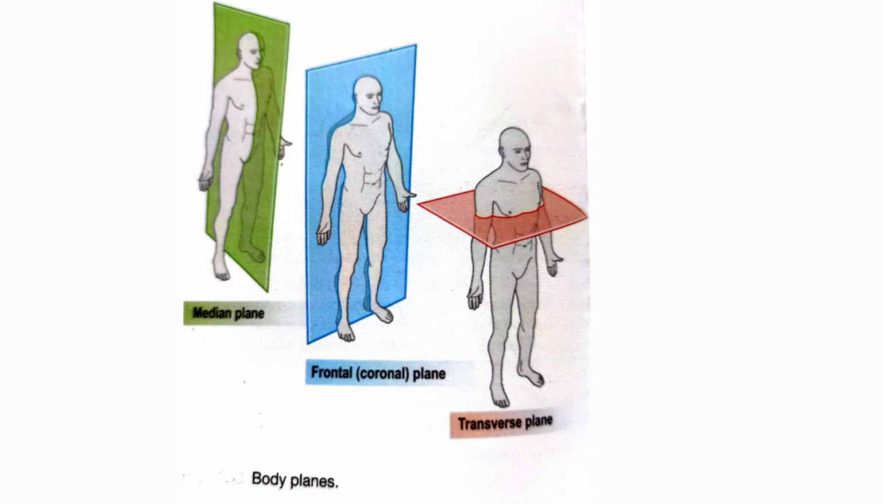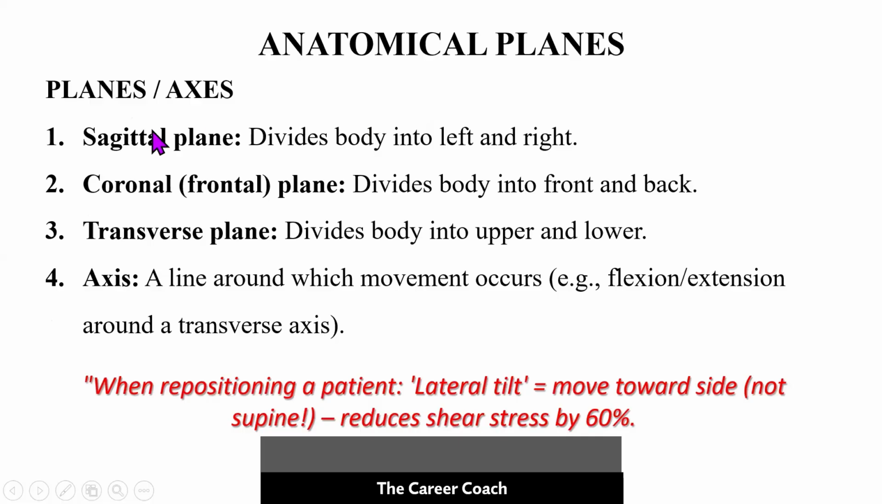Let's look at some anatomical planes. We look at the planes in nursing. A plane can also be called an axis. The first one we'll talk about is the sagittal plane or axis. It divides the body into left and right. You can get a question that asks you to define the following planes or list the body planes and explain. Take note of it. The sagittal plane divides the body into left and right.